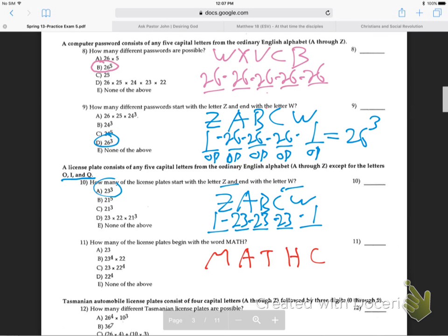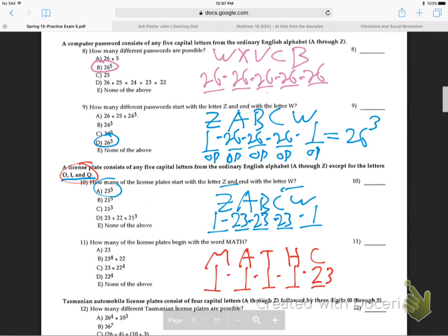I just did one. I picked a license plate, 5 letters, beginning with the word MATH, and then something else. Think back to how many decisions I made and how many options I had for each. How many options did I have for picking the M? 1, I had to pick M. And I had to pick A, T, and H. How many options for that last spot? 23, because we can't use O, I, and Q. We're still under the can't-use-O-I-Q rule.